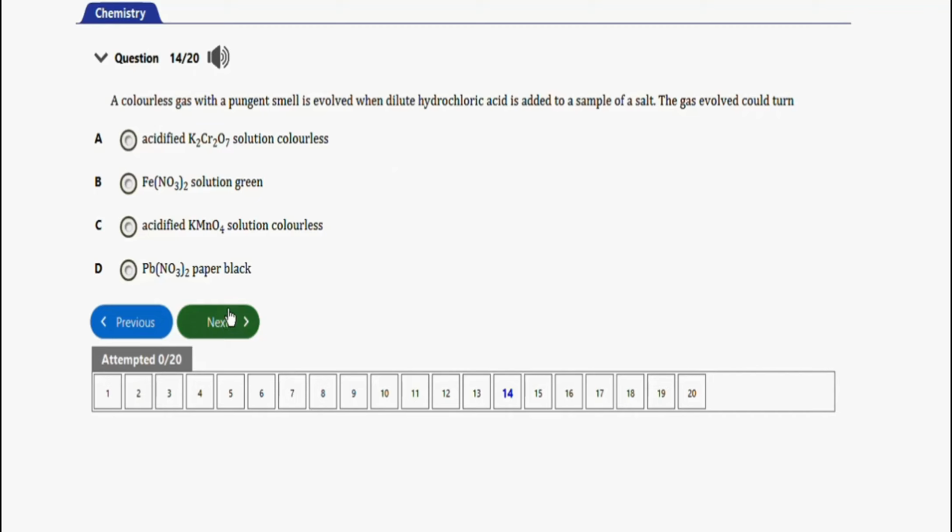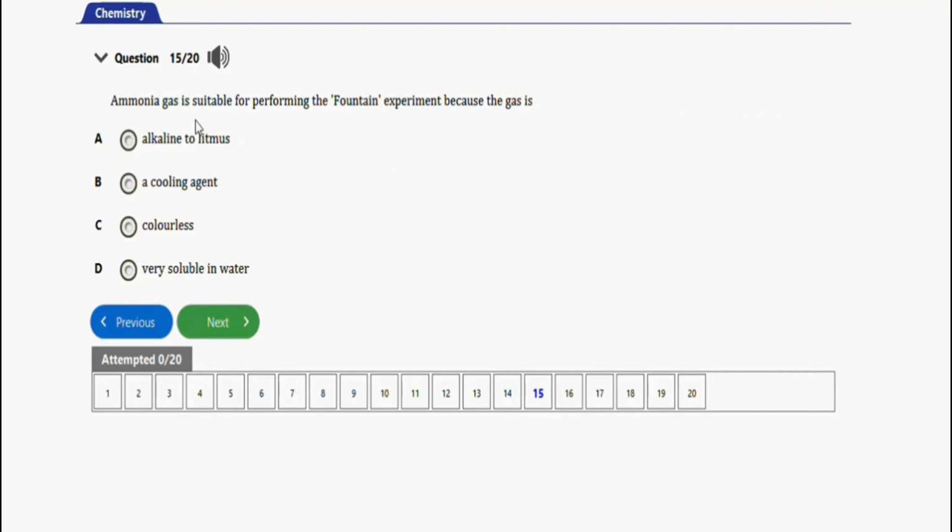Next question: ammonia gas is suitable for performing the fountain experiment because the gas is very soluble in water. So you guys take note of this particular question, very important. Next question: which of the following species is always present in acidified water? The right option is option A, hydronium ion.